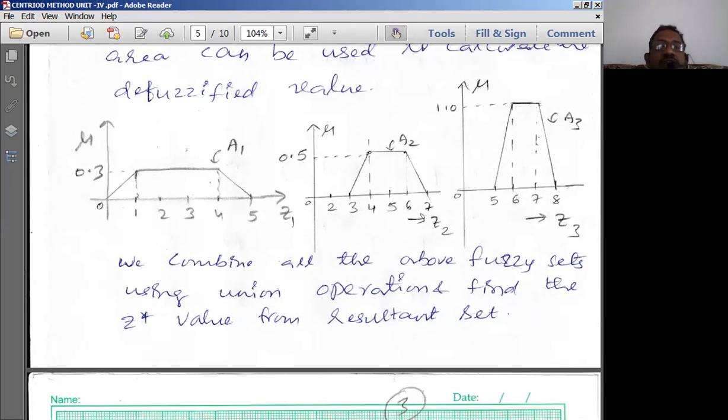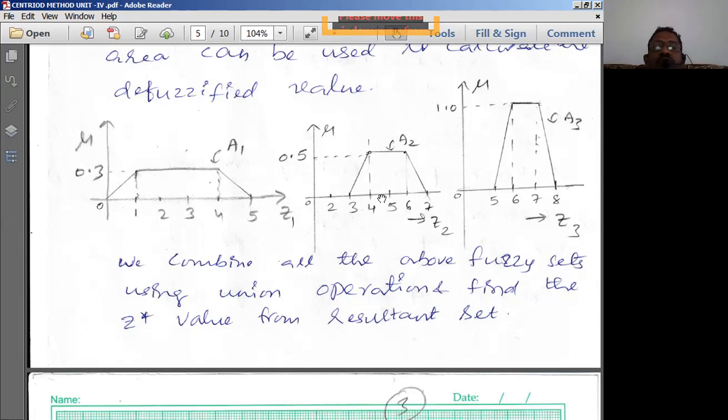Now let us imagine that there are three fuzzy sets given to us as trapezoidal functions. The first, fuzzy set Z1, varies from 1 to 5, where we get a maximum value between 1 and 4, which is going to be the core. So this area is going to be the core. The core is the most important membership value we are always going to consider here.